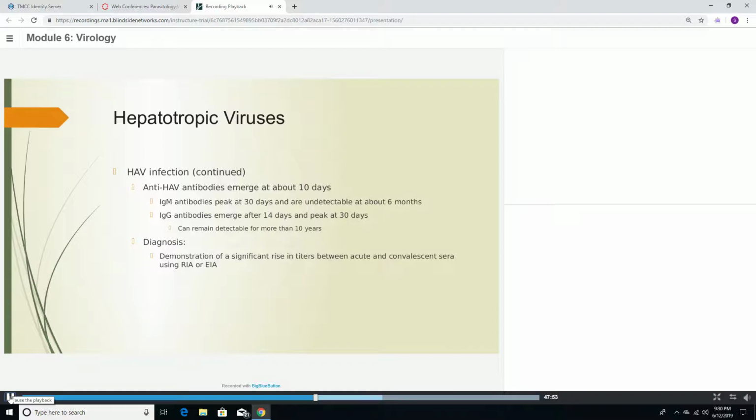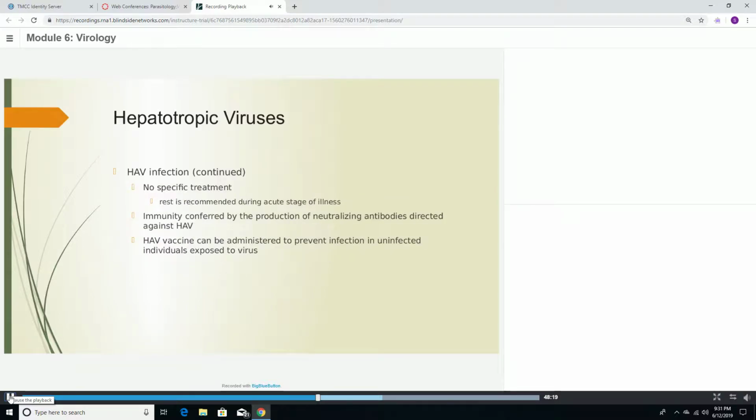IgG antibodies emerge at 14 days and peak at 30 days, and they can remain detectable for up to 10 years. So it's kind of important to note this because we're not going to know if we have a current infection if they're going to remain detectable for up to 10 years. Diagnosis is going to be a demonstration of a significant rise in the titers between acute and convalescent sera. So what we're going to do is collect multiple samples to see if we have a spike in the number of antibodies present and to see if we have a current infection or an older infection.